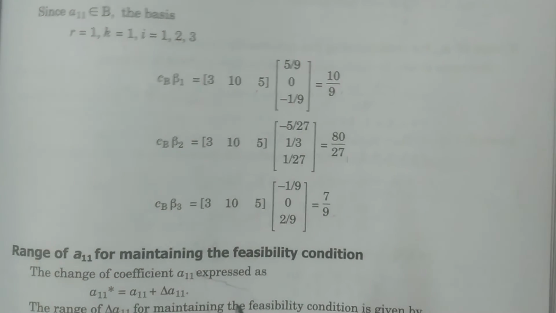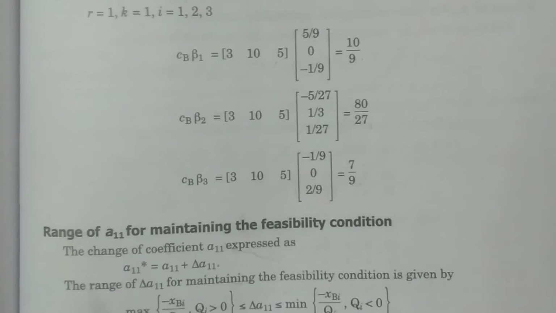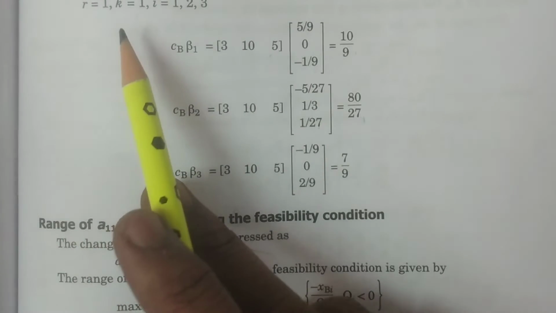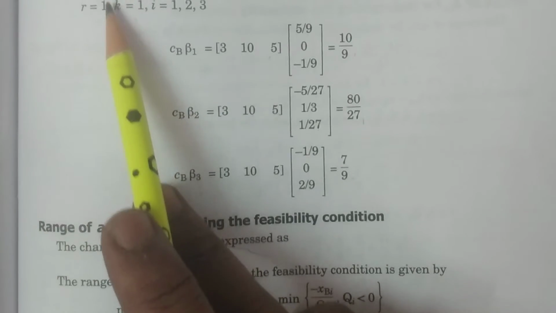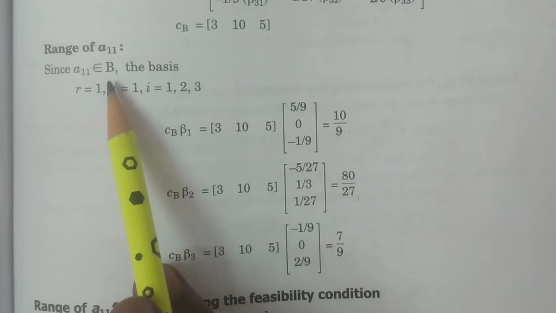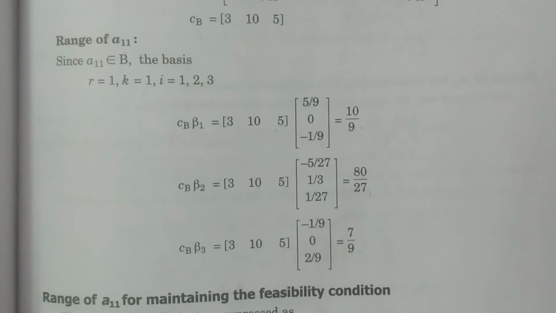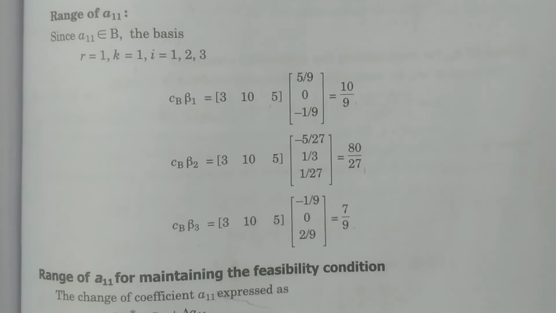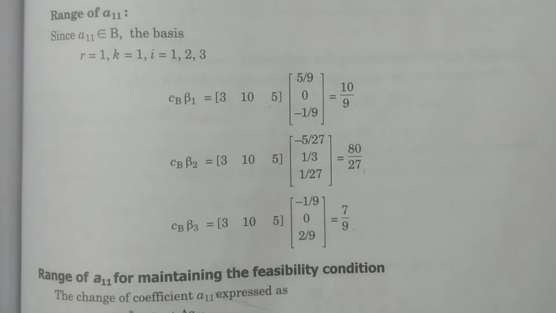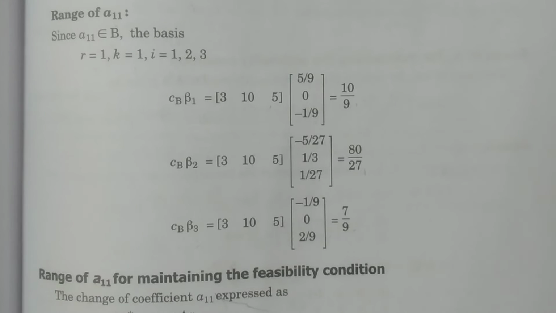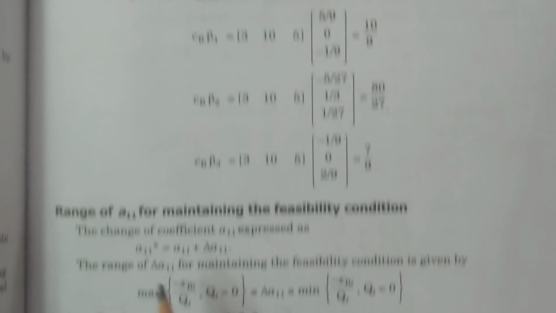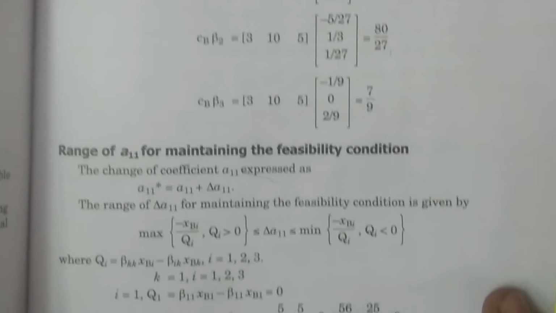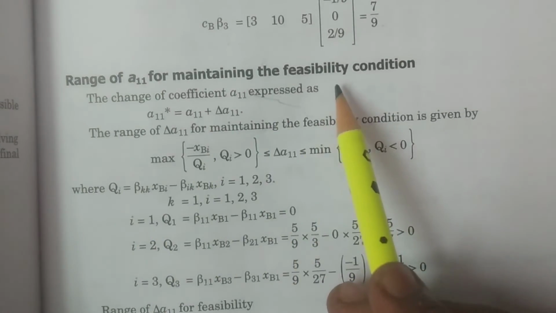How many values you have? You have calculated the values. And now because of the case, this is case 2, A11 belongs to B, that is A_RK belongs to B or AK belongs to B. Then you have to see that two particular things are going to be changed. That is to maintain the feasibility condition and optimality condition. Feasibility is also going to be changed. Optimality is also going to be affected, changed. Therefore, we have to calculate the range of A11 for maintaining the feasibility condition. First of all, feasibility condition, after that optimality.